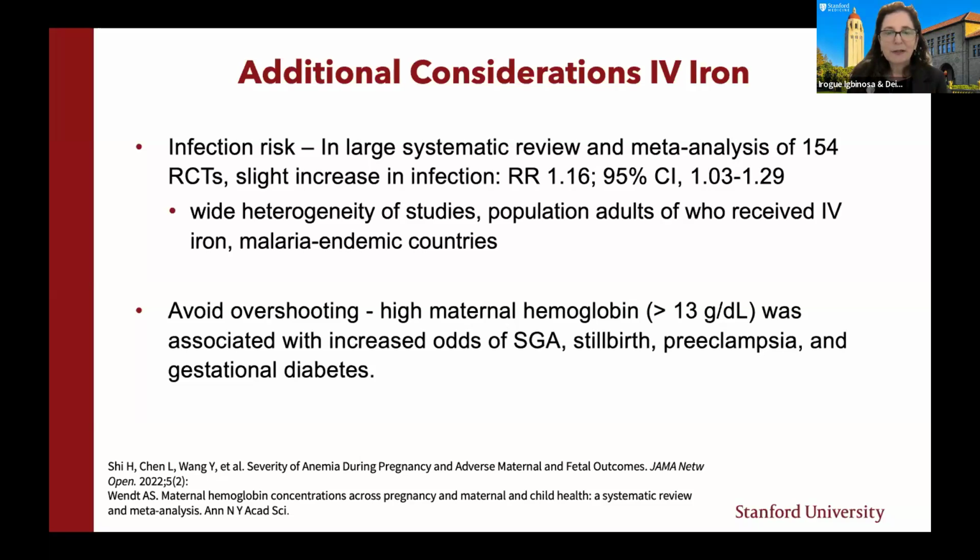It's also important to note that with IV iron, you don't want to overshoot. So we talked about, a little is good, a lot is not necessarily better. High maternal hemoglobin, so greater than 13, like trying to correct to that level, has been associated with increased odds of SGA, or small for gestational age newborns, stillbirth, preeclampsia, and gestational diabetes.